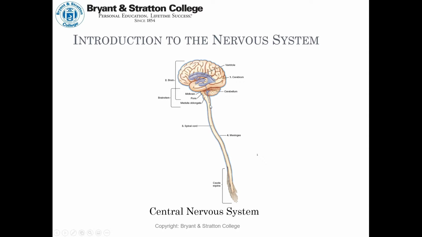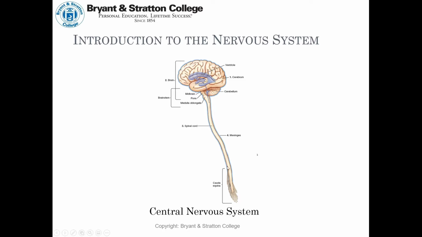Now, once the medulla oblongata passes through the hole in the bottom of the skull called the foramen magnum, you are in what is now the spinal cord. The spinal cord is continuous with the brainstem and is therefore continuous with the brain itself.